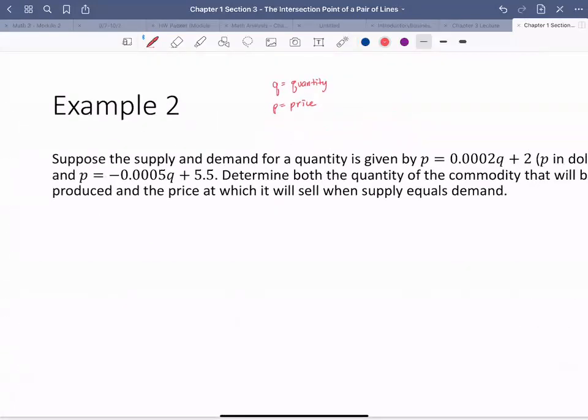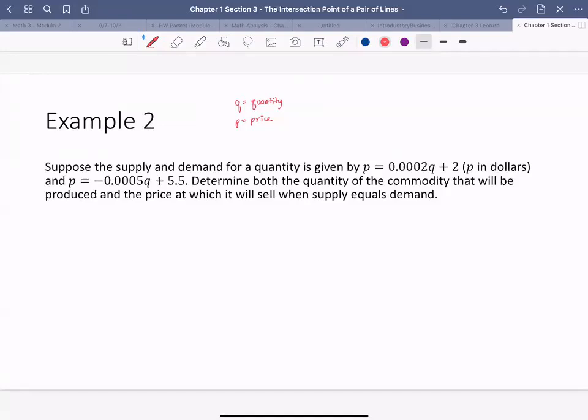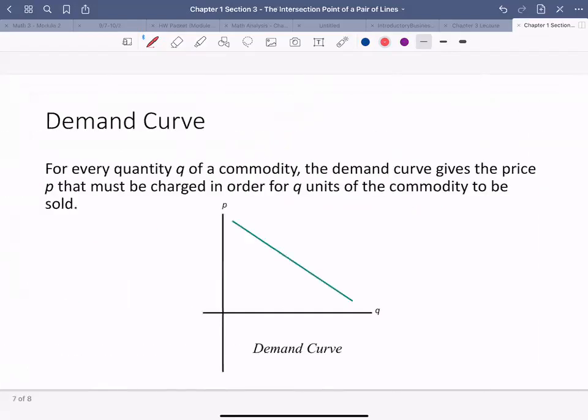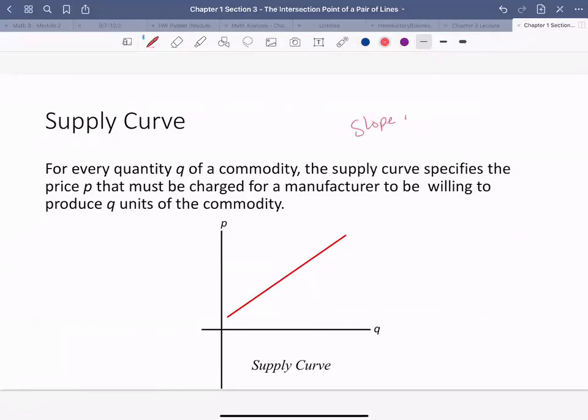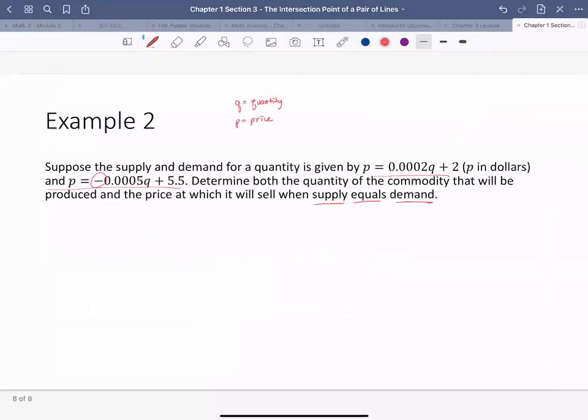All right, so now I want to say, what will it be when supply equals demand? That's when this is, again, the supply and demand. So this is the supply, this is the demand. Demand, notice, is a decreasing slope. If we go back, our demand is going down, so the slope is negative. And then here, our supply, the slope is positive. So you know which one's the supply, which one's the demand, and we're going to set those equal to each other.